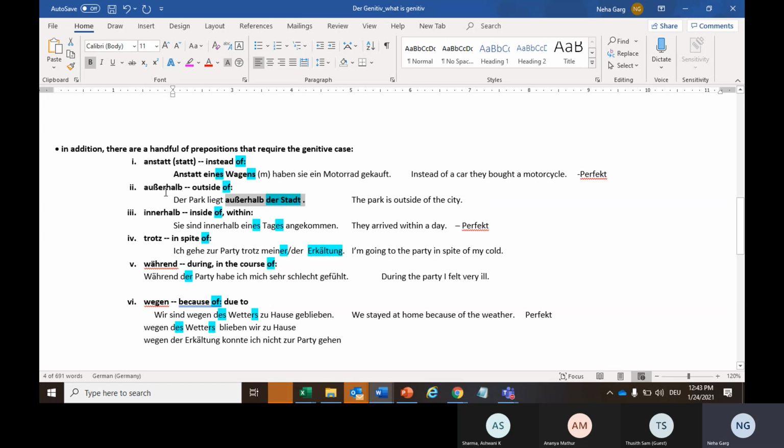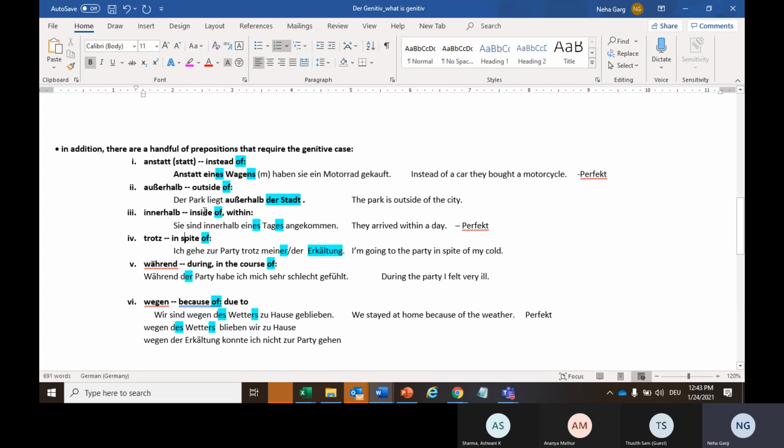Then opposite to außerhalb haben wir innerhalb, inside of something or within something. Sie sind innerhalb eines Tages angekommen. They arrived or they came within a day.